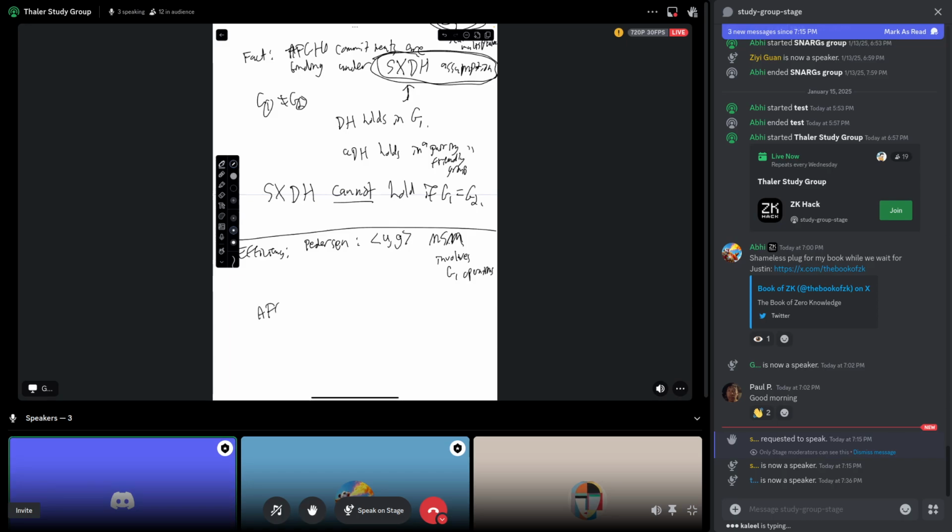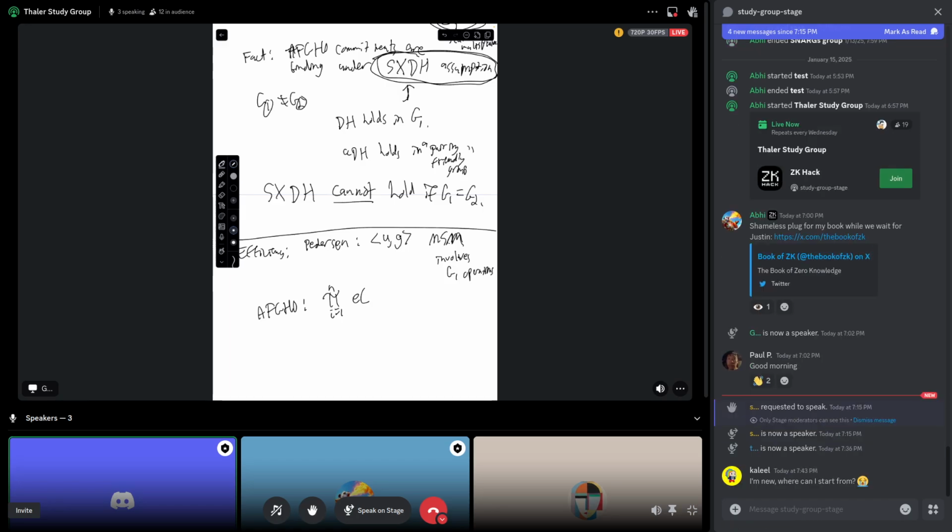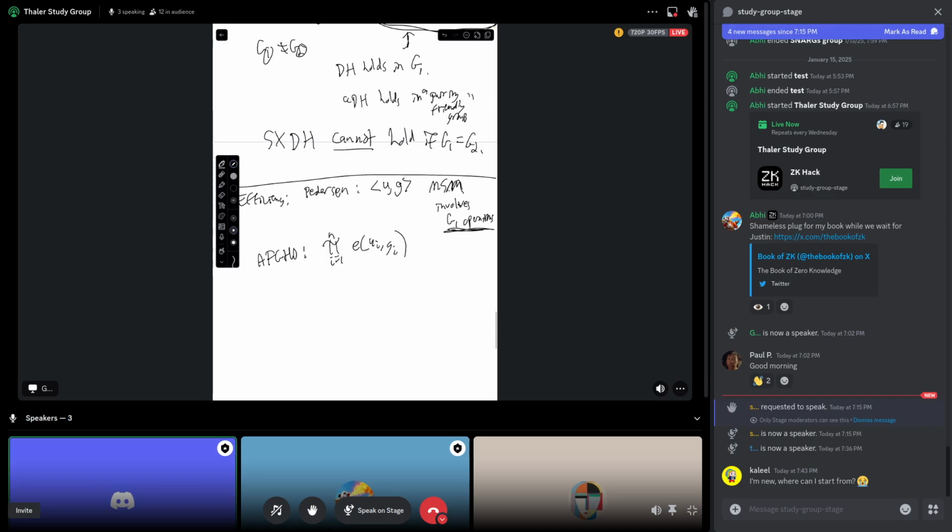But AFGHO commitments, there are all these pairings in there. Remember, pairings are not fast. It's like 1 millisecond per. A G1 operation is way less than a millisecond, whereas a pairing is roughly a millisecond or something like that. So this is much slower. This is what's called a multi-pairing.